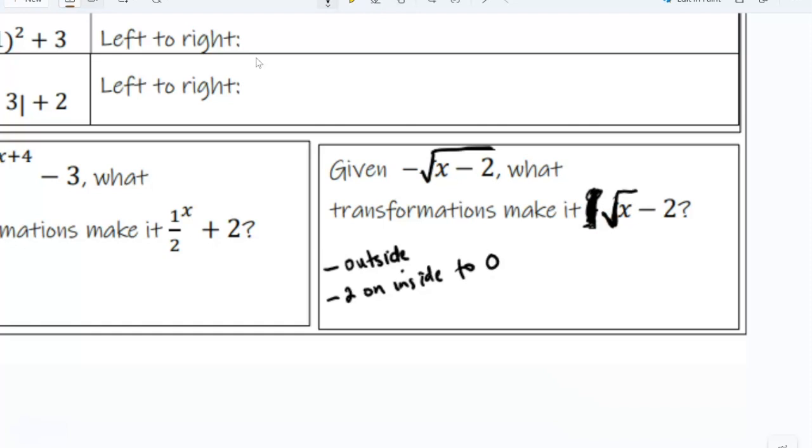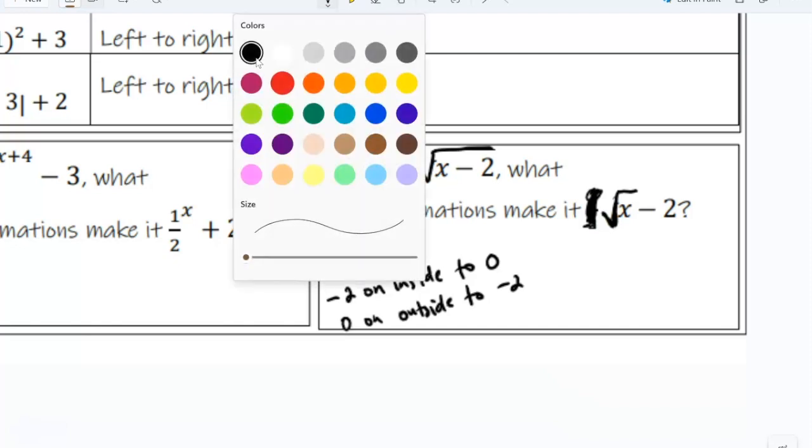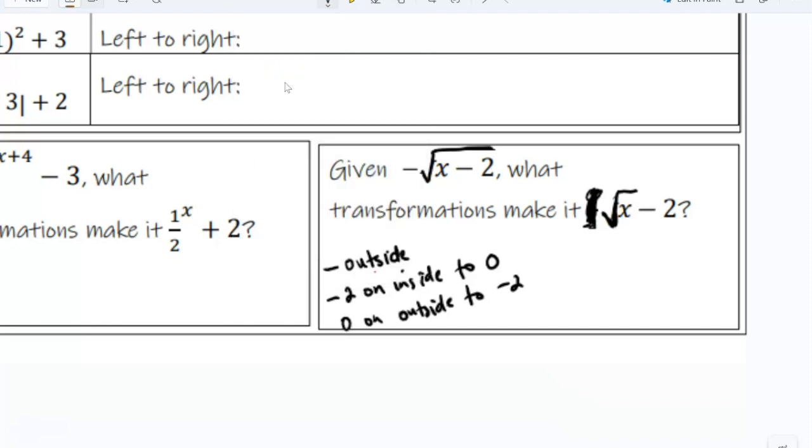All right, then on the outside, there's nothing here. So I started off with 0 on the outside. And what did that change to? I changed from there's nothing here to negative 2. All right, so these were your transformations. So now you just got to write what those do. So let's talk about it. What does a negative outside do? It's a reflection. Reflection over. Now, because it's outside, you think it's the y-axis, but it's going to be opposite of what you think. So it's reflection over the x-axis.